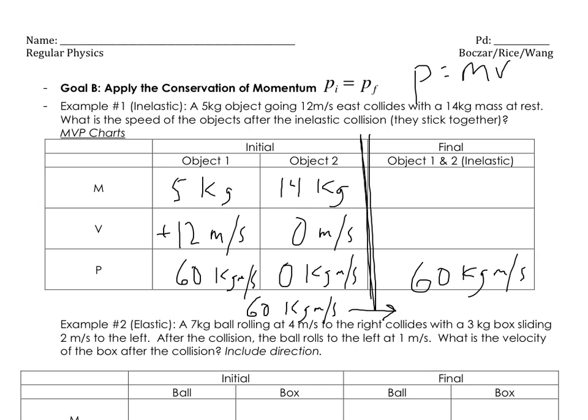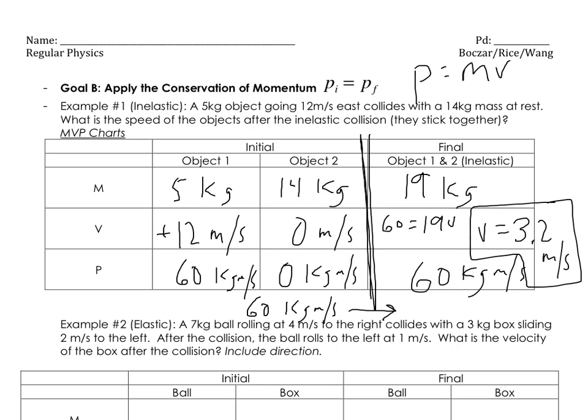Now, because this is an inelastic collision, that means that the two objects stick together. So if you have a 5 kilogram mass and a 14 kilogram mass, to get the total mass, essentially we have one big hunk of mass that is 19 kilograms. So to solve for V, we know that P is equal to M times V. So 60 equals 19 times V. So really our velocity comes out to be about 3.2 or so meters per second. So that is our final answer for this inelastic collision.